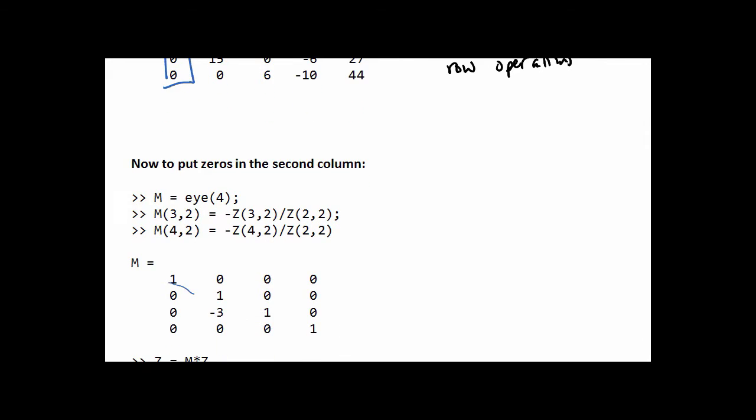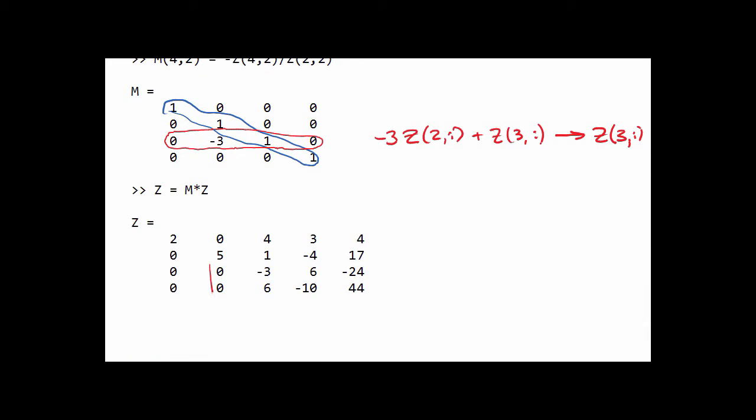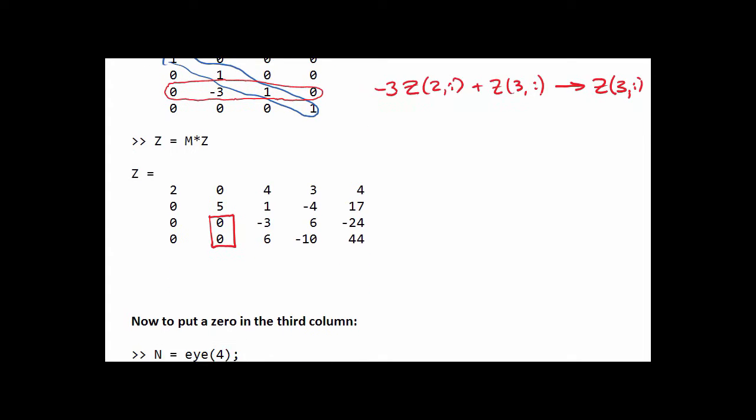So again, M has 1s on the diagonal, and it has a minus 3 here because we have to take minus 3 times the second row and add it into the third row. And that becomes the new third row. All the other rows are left alone. And so indeed, after multiplying on the left by M, we have zeros in the second column.